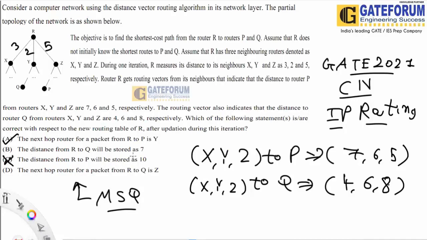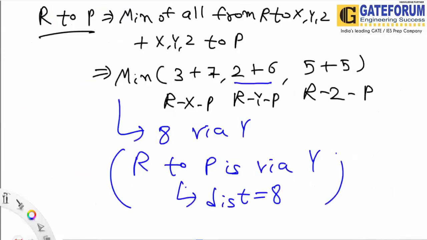Okay, so this is for the first point, which we call... So it's basically not 10, it's basically 8. The rest is R to Q. Let's try to find, similarly, the R to Q distance. So for R to Q, I am not writing it entirely, I'm just writing the minimum of what?